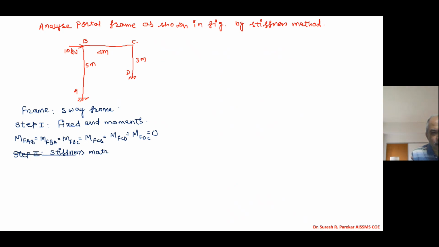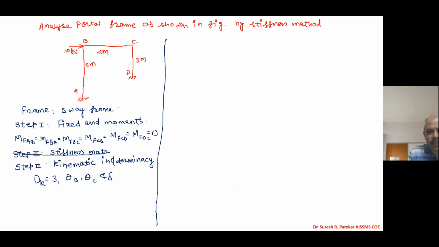Okay, for step 2 we will take kinematic indeterminacy. You can take any one as the first step, so you can take this as step 1, kinematic indeterminacy, then also it's okay. So we have dk equal to 3: theta b, theta c, and delta. Then we have step 3, stiffness matrix.